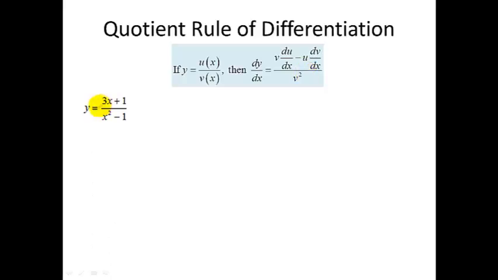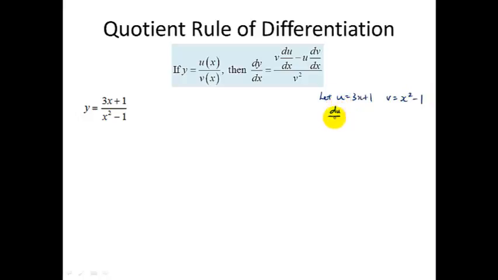So let's try the quotient rule out. You're supposed to differentiate y equals (3x plus 1) over (x squared minus 1). The first thing I need to do is to identify u and v. So I will let u be the numerator, 3x plus 1, and v will then be the denominator, x squared minus 1.